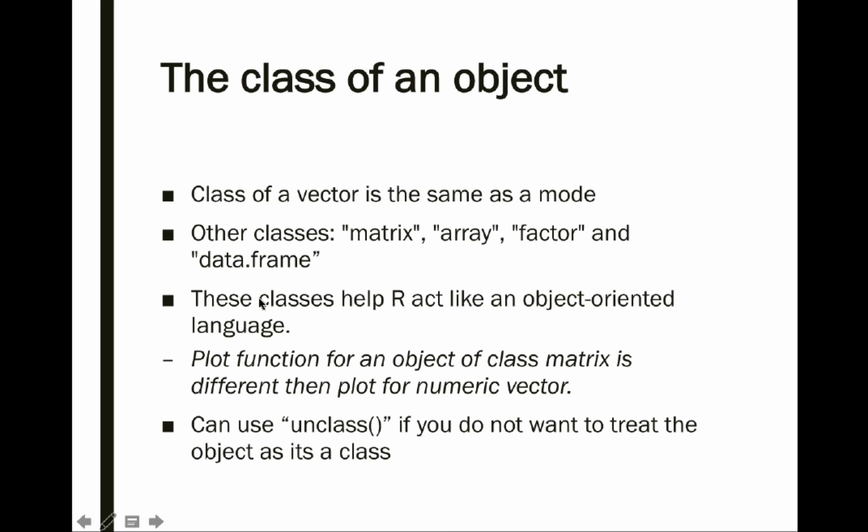Another thing to remember is that R is very object-oriented. What that means is the class of the object is important so that it knows how to perform. Basically, if you used a plot function on a vector, it would do something completely different compared to when you use a plot function on a matrix.